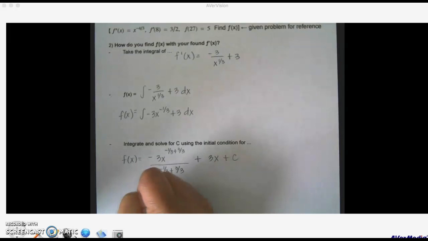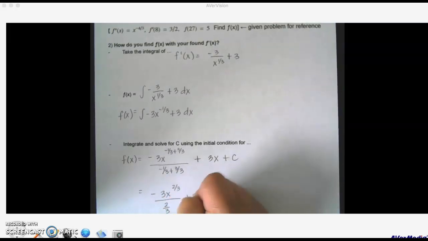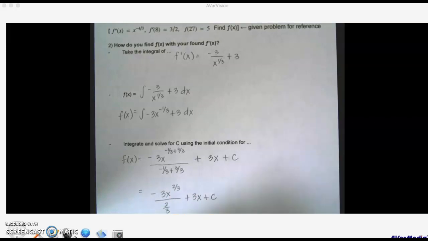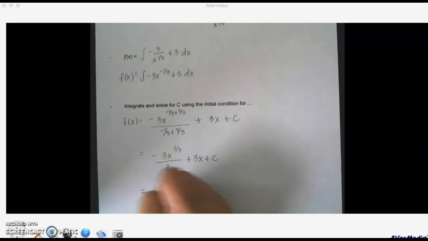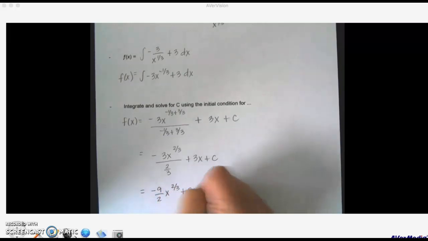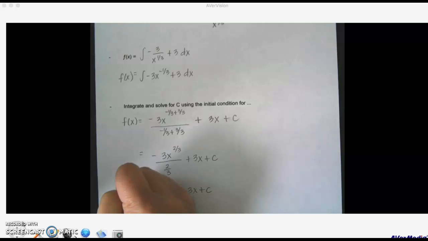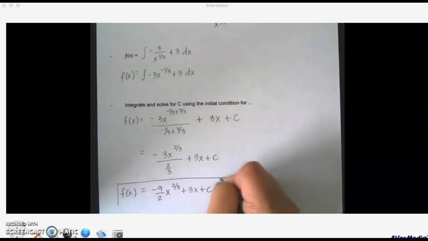Okay, so now it's just all algebra. So you have negative 3x to the 2/3 over 2/3 plus 3x plus c. And then again, dividing by that 2/3 is the same as multiplying by 3 over 2. So that's really negative 9 over 2 x to the 2/3 plus 3x plus c. So here's my general f of x.